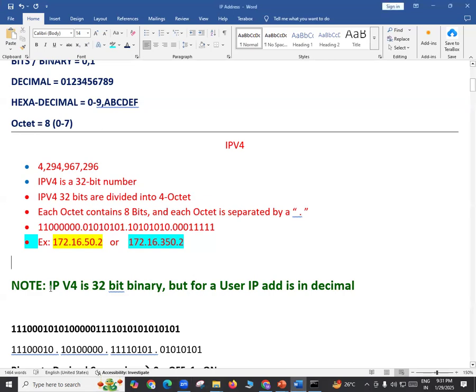Now see here, friends, there is a very big note here. What does it say? IP version 4 is a 32-bit binary number. But see, 172.16.50.2, is it a binary number here, friends? No, this is a decimal number, right? So IP version 4 is a 32-bit binary number, but for a user, the IP address is in decimal. I repeat, for a user, IP version 4 is in decimal format.